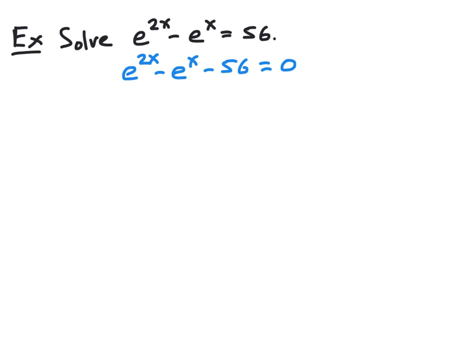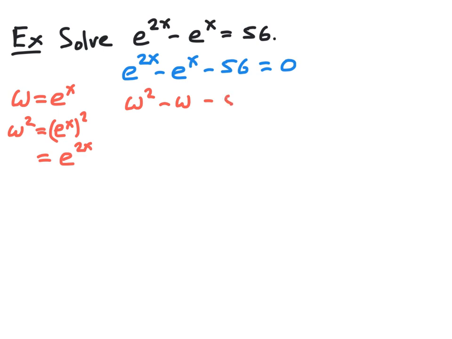We can make it a little bit more natural as a quadratic if we make a substitution. For example, here we could let w be e to the x. And if we do that, then w squared would simply be e to the x squared, and e to the x squared can be thought of as e to the 2x power. And so making these substitutions, we see that e to the 2x is w squared. We're going to subtract from that e to the x, which is w, minus 56. That's all equal to 0.